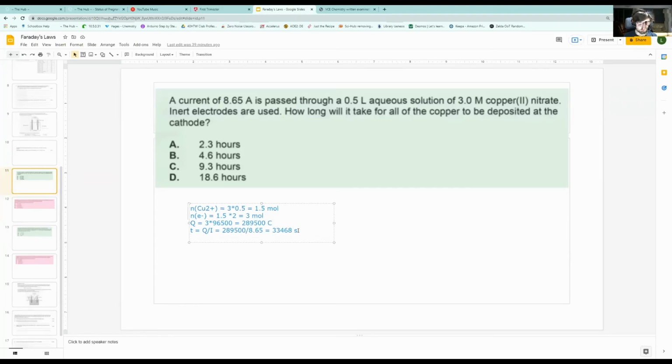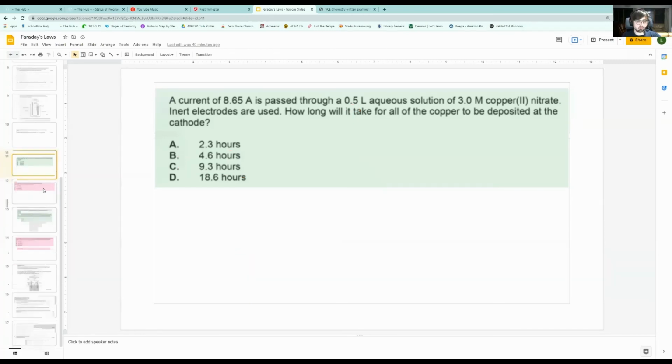So we'll do 33,468 divided by 3,600, which is going to give us 9.3 hours, which is going to look an awful lot like this one here. We can see they've also done it to 2 significant figures. I don't think that's actually correct. This isn't a VCAL one. This is 1 significant figure, so we would round it to that.